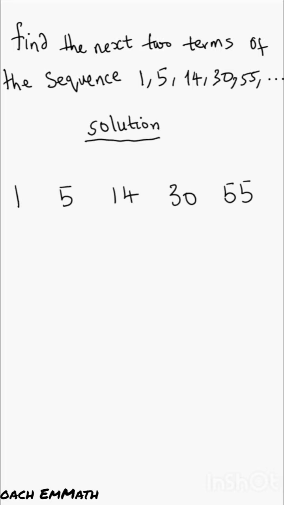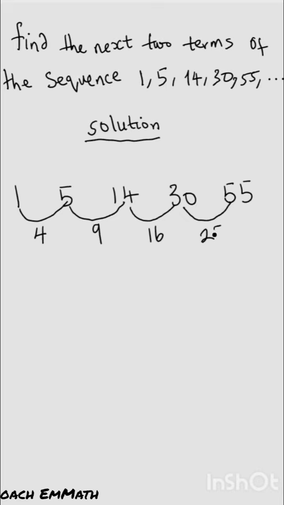Now the topic this falls under is sequence and series. In order to solve a question like this, all you have to do first is to observe the pattern between the numbers. From observation, you can see that the difference from 1 to 5 is 4. That is 5 minus 1 is 4. The difference from 5 to 14, if I'm not mistaken, is 9. The difference from 14 to 30 is 16. The difference from 30 to 55 is actually 25.